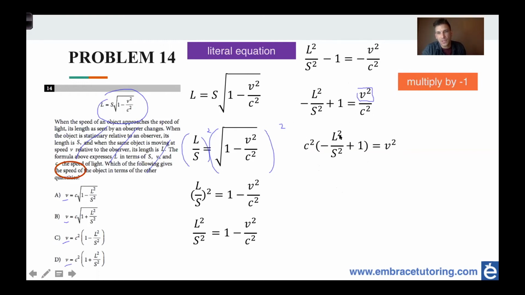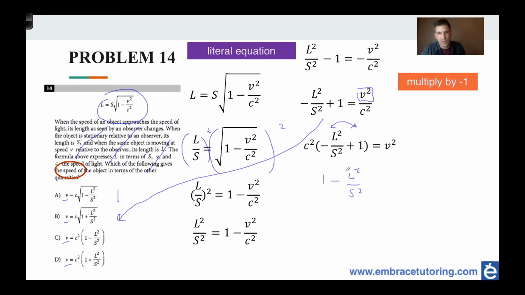Now, you may have also noticed that this is still in negative form, right? This is a negative L squared over S squared plus 1. But what I actually would do on test day, and not to make it super complicated, is intentionally check back to my answers. I would use my answers as a guide, and my answers all are 1 something, right? You guys notice that? So it's like 1 minus, 1 plus, 1 minus, 1 plus. So I would just rearrange this according to what I see here, and I know it's going to be 1 minus L squared over S squared.